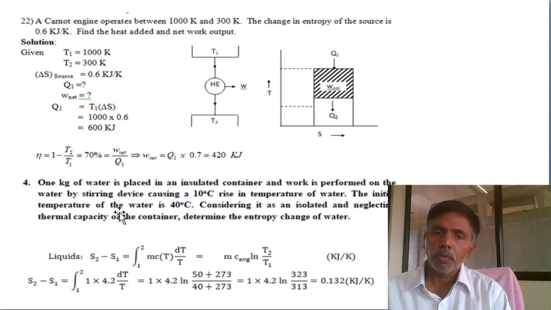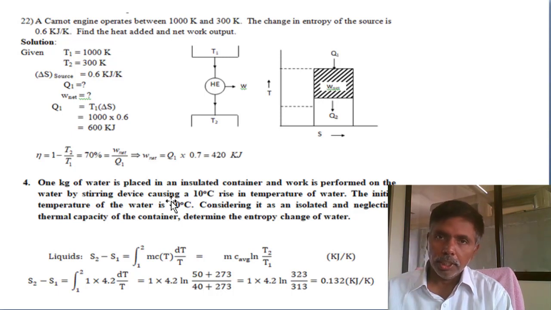One more problem. 1 kg of water is placed in an insulated container and work is performed on the water by a stirring device causing a 10 degree rise in temperature. Initially whatever the temperature is, by this stirring operation there is a 10 degree rise, so delta T is 10 degrees. The initial temperature was 40, so the final temperature is 50.